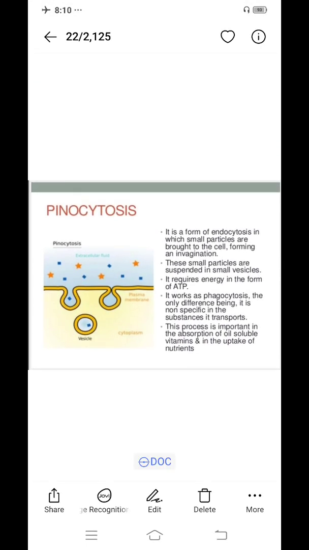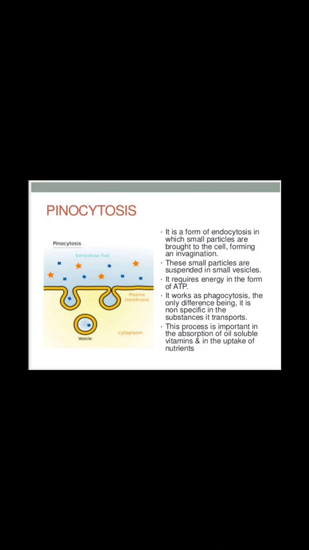Next one is pinocytosis. It is a form of endocytosis in which small particles are brought into the cell, forming an invagination. These small particles are suspended in small vesicles, and it requires energy in the form of ATP and works like phagocytosis. The only difference is that it is non-specific in the substance transported. This process is important in the absorption of water soluble vitamins and in the uptake of nutrients.